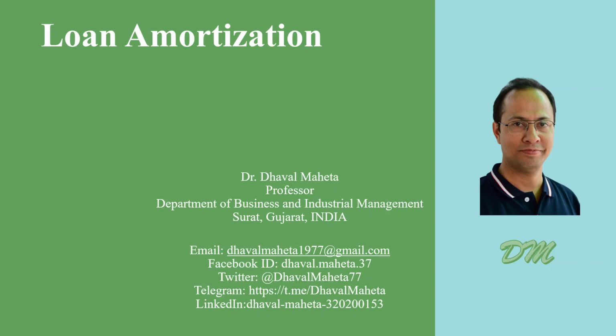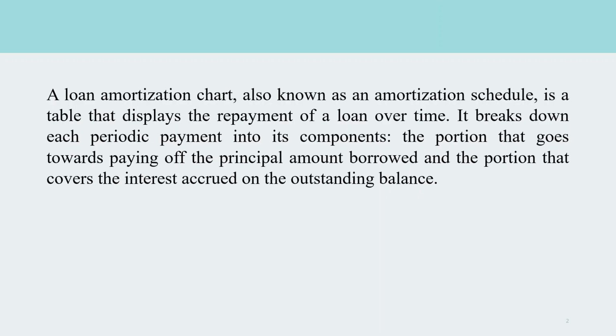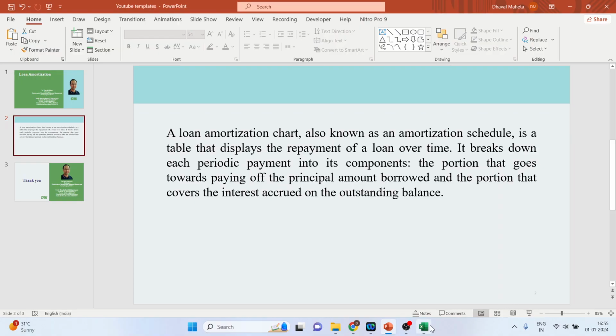This is Dr. Dhaval Maheta, and today we'll understand how to create a loan amortization table in Excel. A loan amortization chart, also known as the amortization schedule, is a table that displays the repayment of a loan over time. It breaks down each periodic payment into its components: the portion that goes towards paying the principal amount borrowed, and the portion that covers interest accrued on the outstanding balance. So let's go to the Excel workbook.